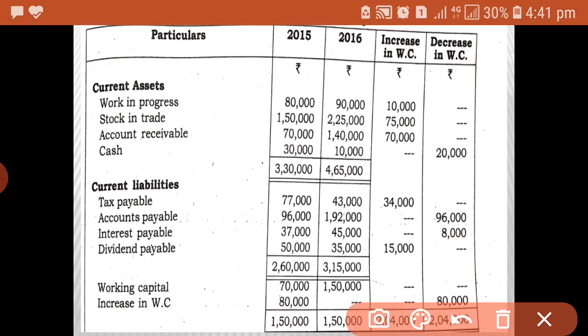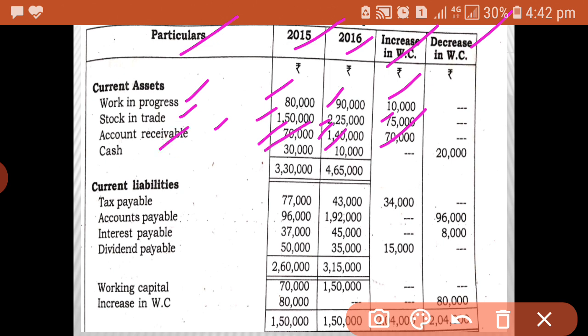We will provide 5 columns: a particulars column, 2 amount columns, then increase column and decrease column. First item, work in progress, 80,000 and 90,000. There is an increase of 10,000. Then stock in trade, 1,50,000 and 2,25,000, an increase of 75,000. Then accounts receivable, 70,000 and 1,40,000, an increase of 70,000. Then cash, 30,000 and 10,000, a decrease of 20,000. It is shown here.